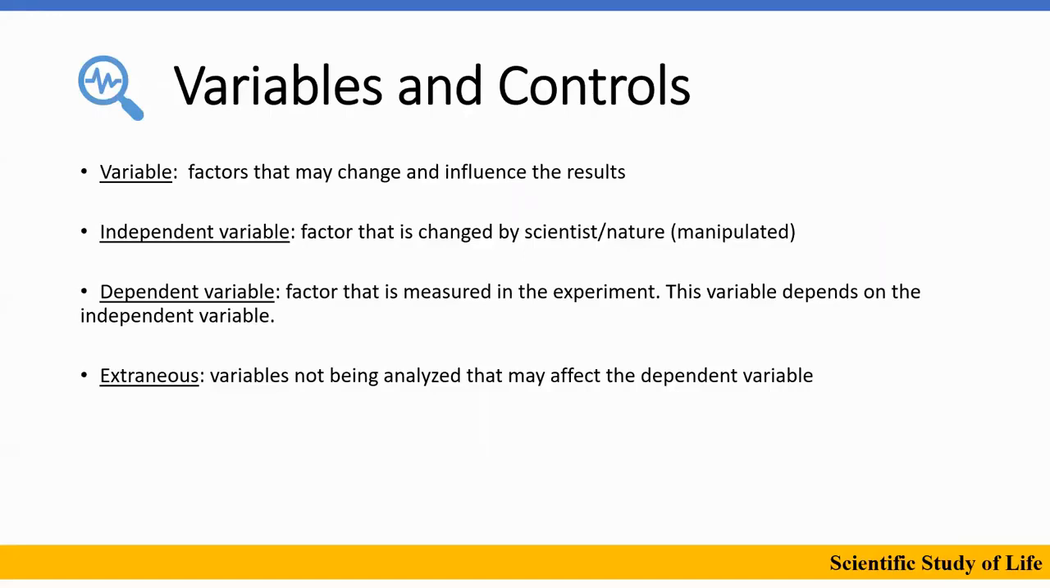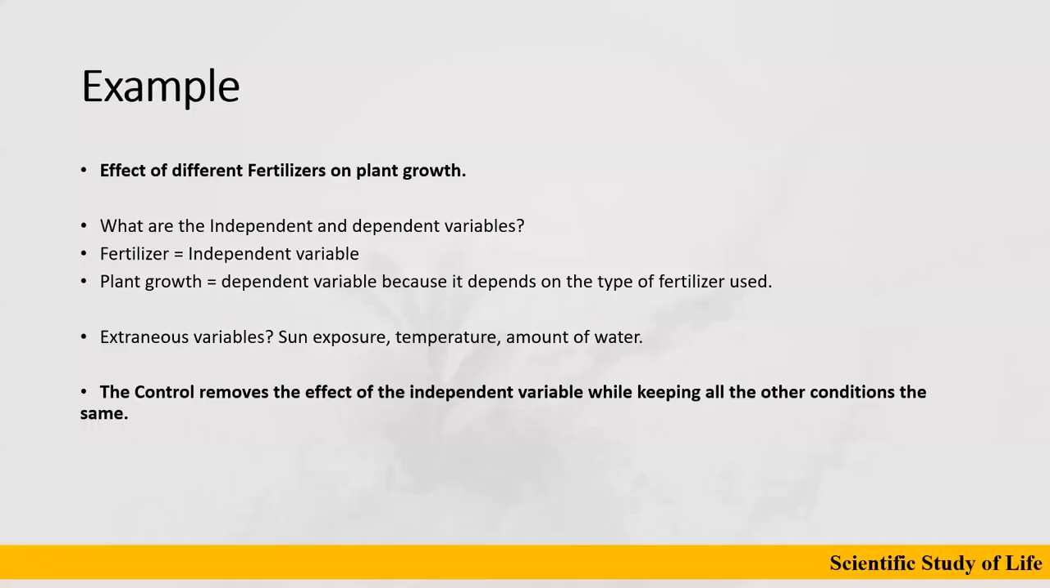Extraneous variables are variables that are not primarily considered in an experiment. However, they have the ability to affect the dependent variable. Another example, effects of different fertilizers on plant growth. We are experimenting with the influence or the effects that different fertilizers have on plant growth.